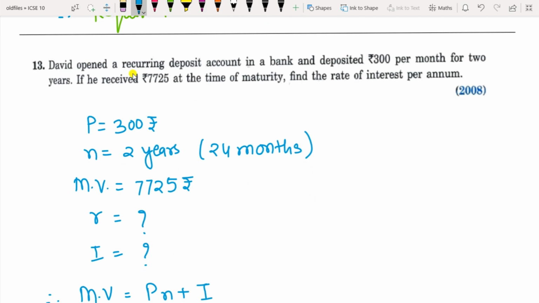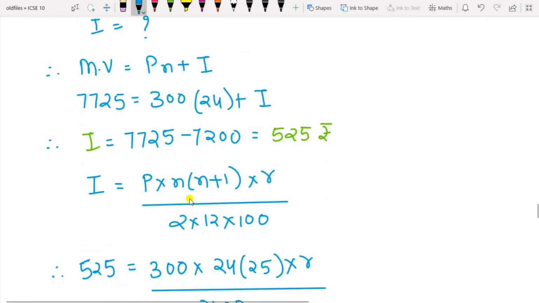David opened a recurring deposit account in a bank and deposited 300 per month for 2 years. If he received 7,725 at the time of maturity, find the rate of interest per annum. P is 300, N is 2 years, maturity value is 7,725. You have to find R and I.